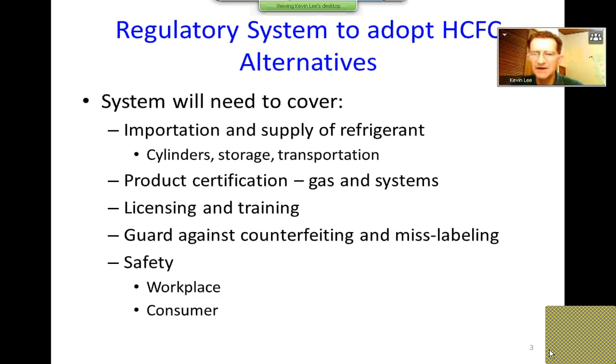And then to do that licensing and training, you'll need something to underpin it, and one of the tools there is standards. And of course, we need to guard against counterfeiting of refrigerant and mislabeling of refrigerant and systems. And again, this is where we need standards for the purity of refrigerants. And of course, the major issue here is safety, both in the workplace and for the end consumer where the refrigeration or air conditioning system is being installed. So we need this regulatory system to look at all these different issues.